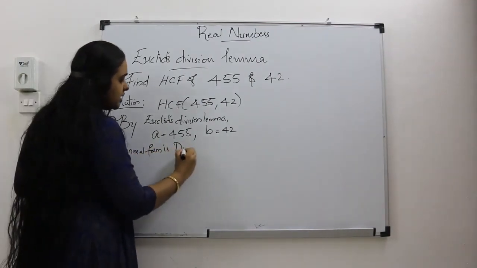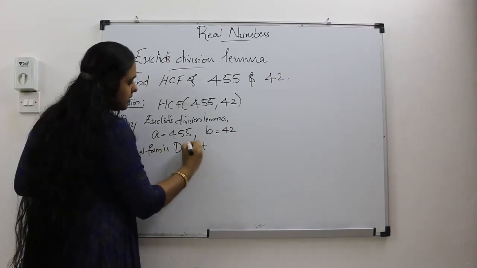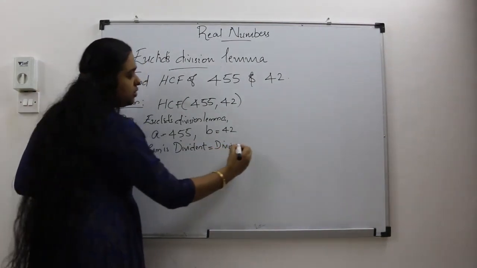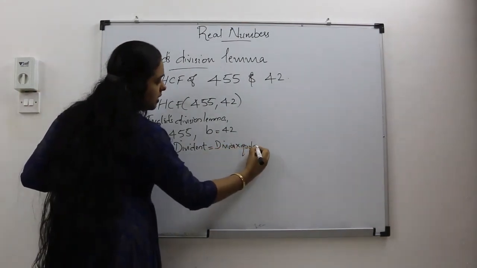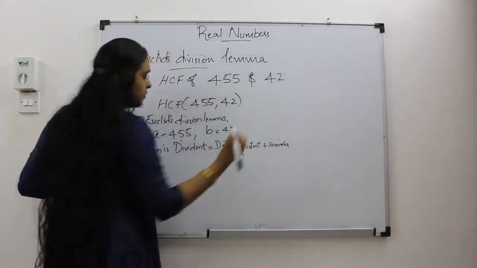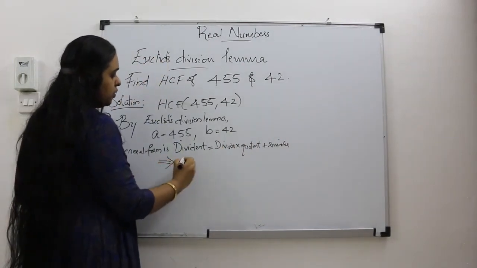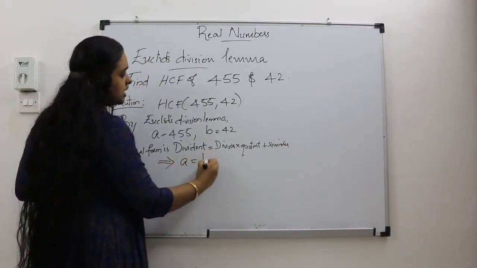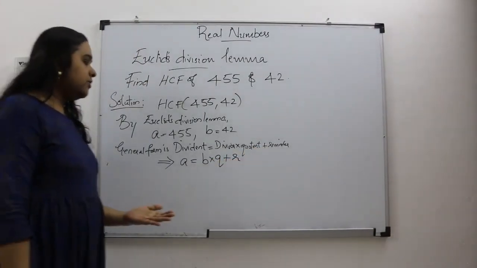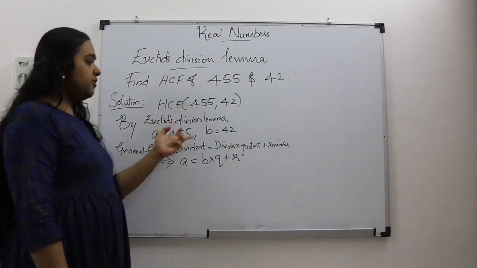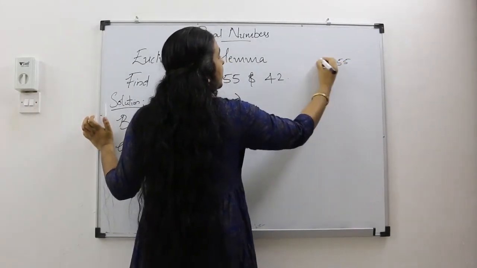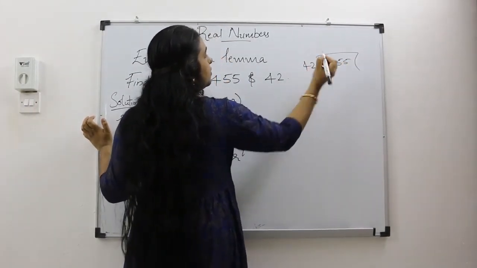dividend equals divisor into quotient plus remainder, which is A equals B into Q plus R. First, we are going to divide 455 with 42.